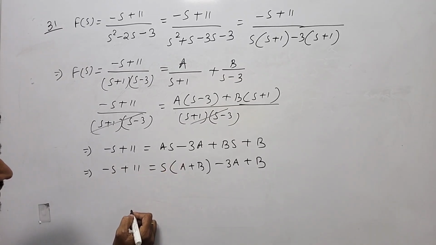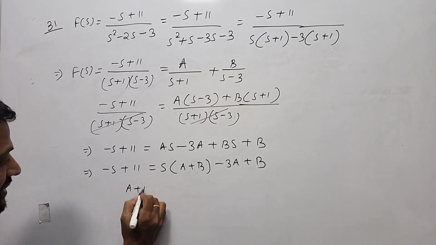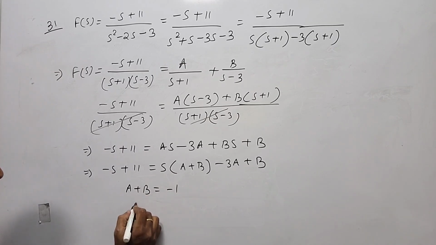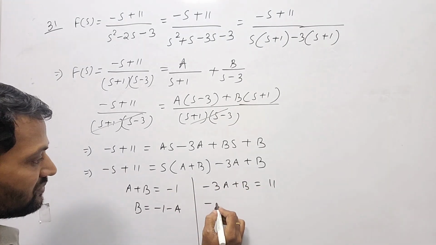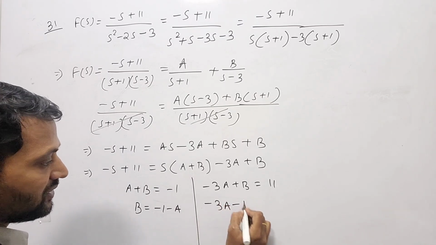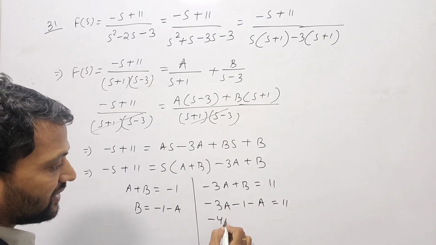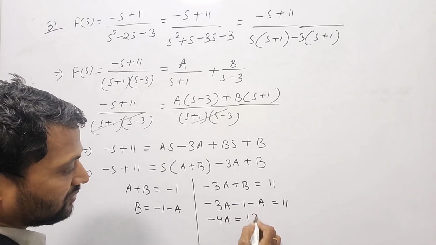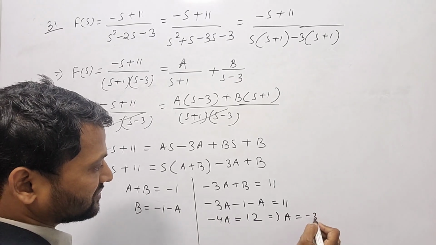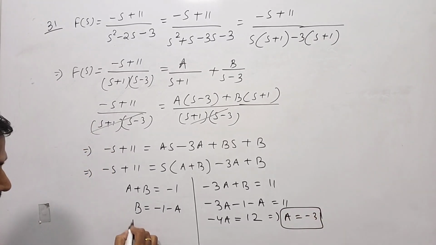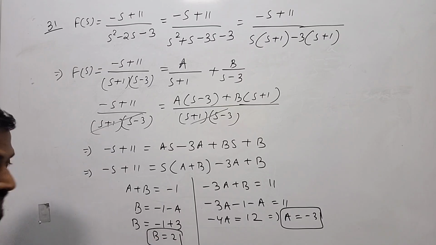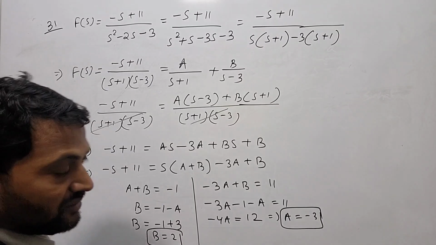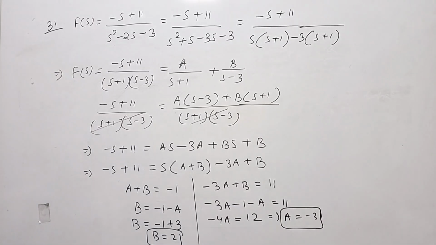Then compare the coefficients. If I compare the coefficients, then A plus B is minus 1, okay? Then B is minus 1 minus A, okay? And minus 3A plus B is 11 here. So minus 3A plus B, that is minus 1 minus A, is 11. So minus 4A is equal to 12. A is minus 3. If A is minus 3, then what is B? Minus 1 minus of minus 3, that means plus 3. So B is coming 2. Till here clear? So B is coming 2, A is coming minus 3.